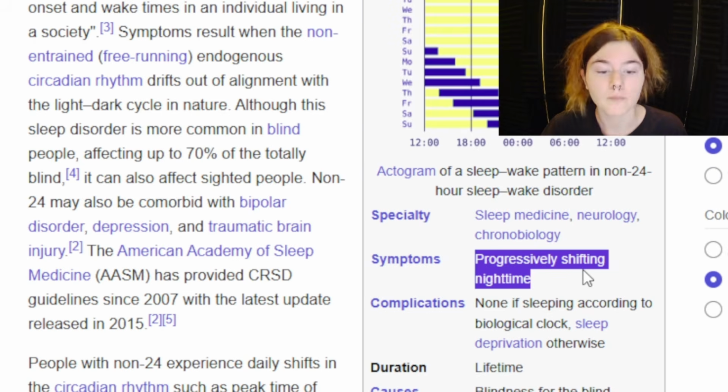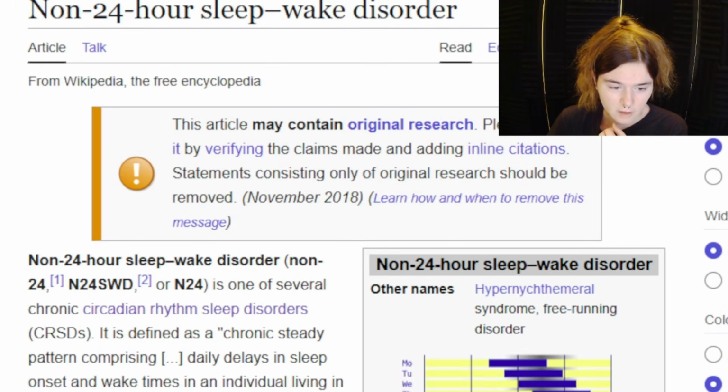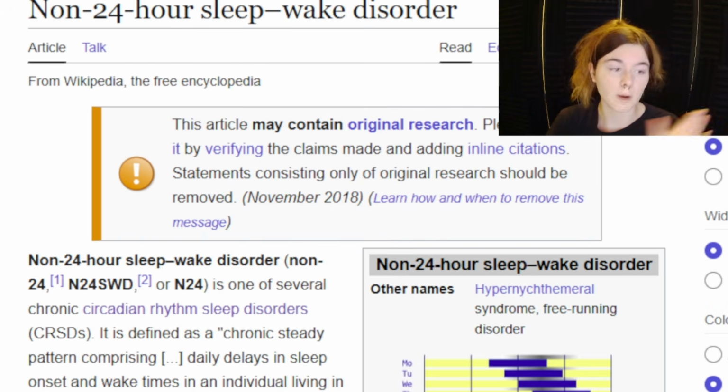Progressively shifting nighttime. Okay, this is kind of interesting, but I'm also a little bit confused. I feel like I don't quite understand it as much as I should. And also, I find it a little bit less interesting than the previous one, so I'm gonna pass.